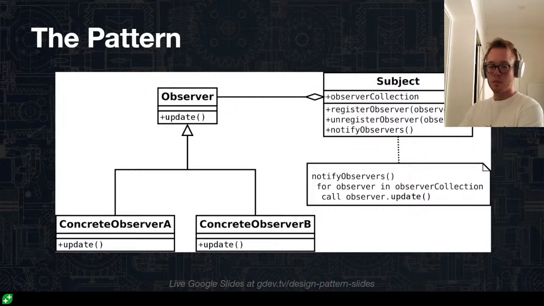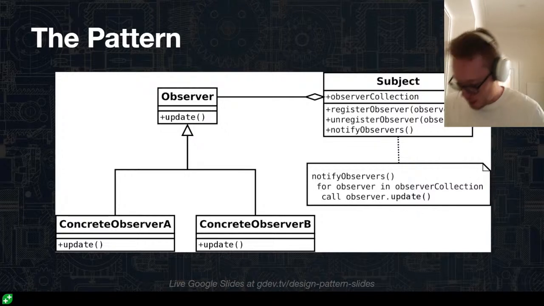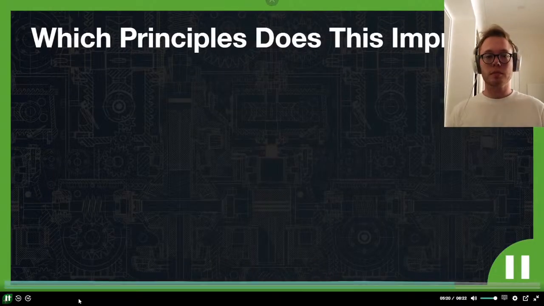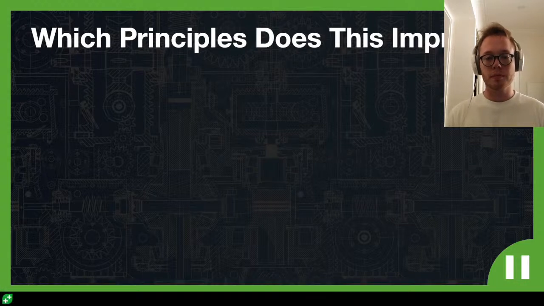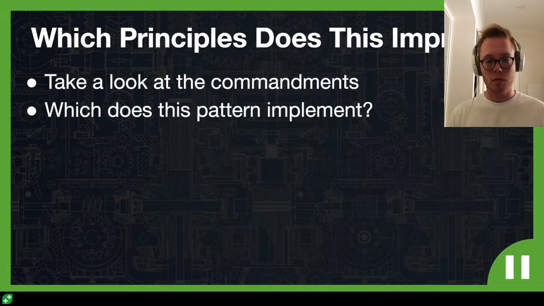Now, there's a lot of ways for us to do this. This is the classic way, to implement all these methods, but there are a lot of better ways to do this in Unity and C#. So we're going to look at some of those methods in the next lecture. But for now, let's have a quick little challenge about this pattern and have a think about the principles that this pattern is trying to improve. So take a look back at the commandments from the last section, and which does this particular pattern implement? Pause the video and have a little ponder.